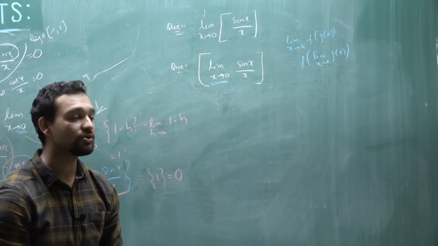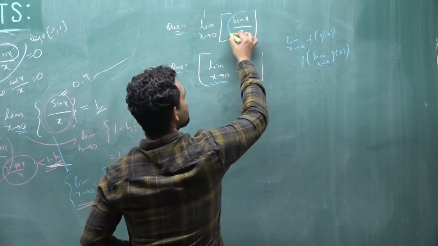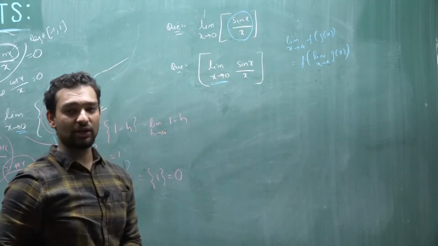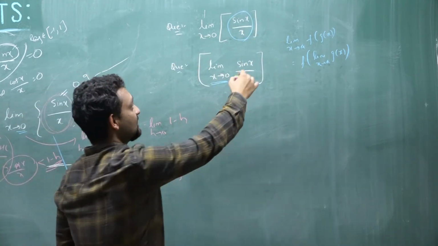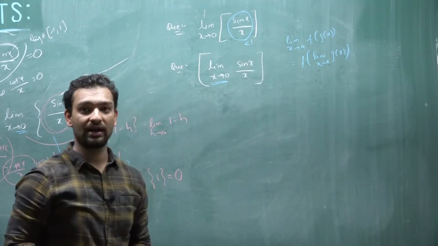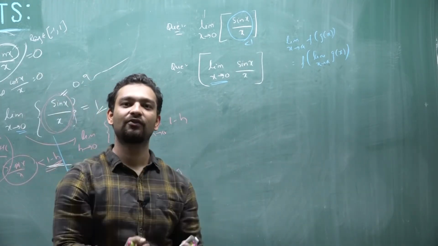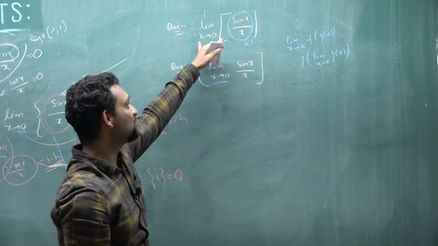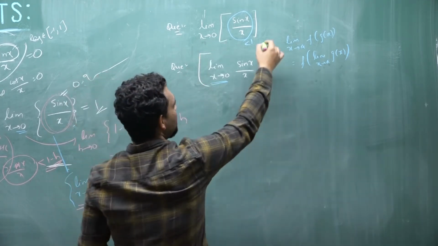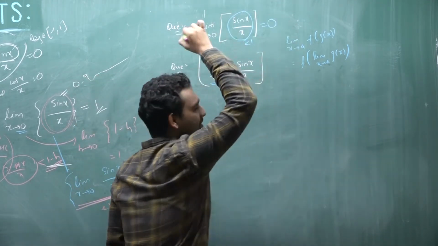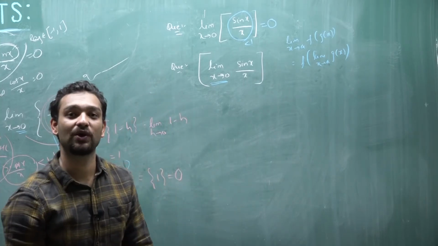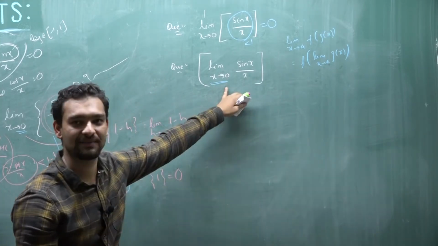Same thing will happen here also. What I have already told you is that near 0, sin x upon x is less than 1, that is, it is 0.99999 something, so its greatest integer will be 0. So this value will always be equal to 0, and now this.